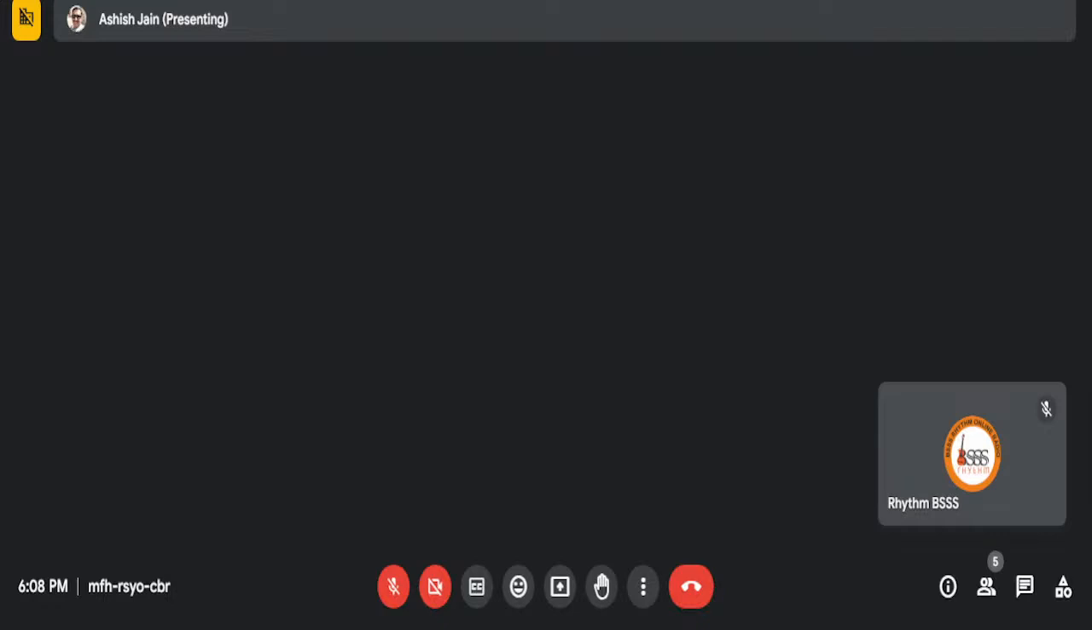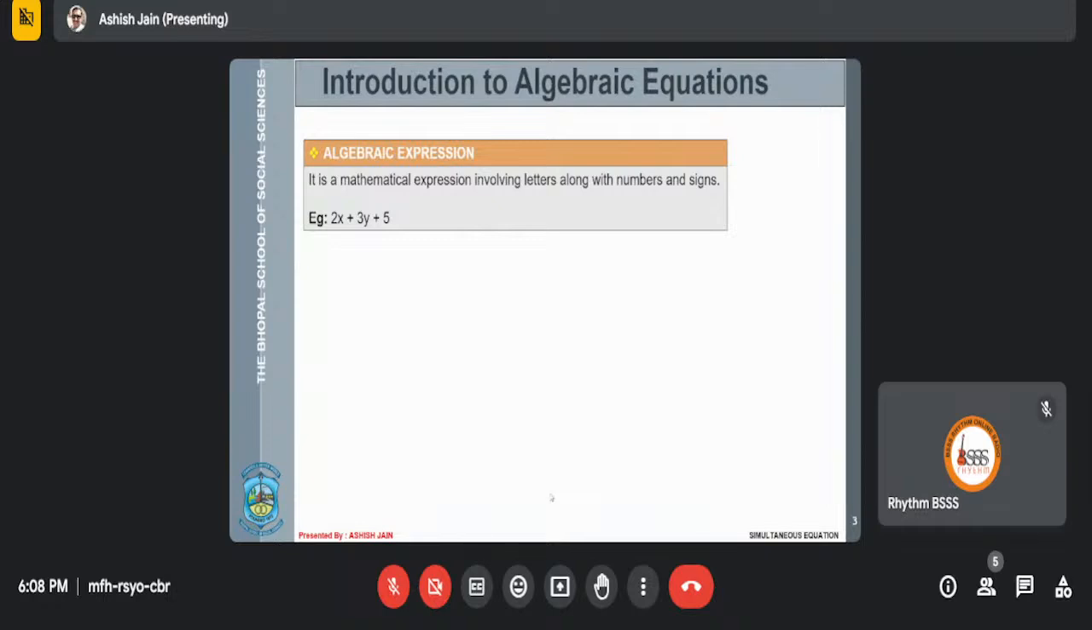First of all, let us understand what actually is an algebraic equation. We can define an algebraic expression as a mathematical expression that involves letters along with numbers and signs. For example, this is an expression: 2x plus 3y plus 5. Here, x and y are called variables because we can have any values of x and y. 2, 3, and 5 are numbers or constants. Such an expression is called an algebraic expression.